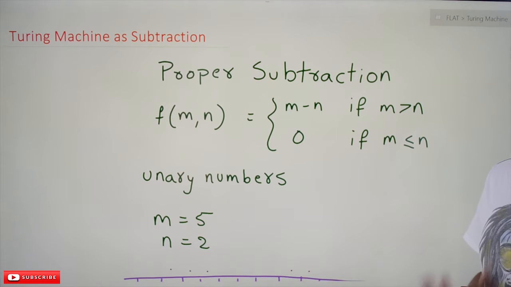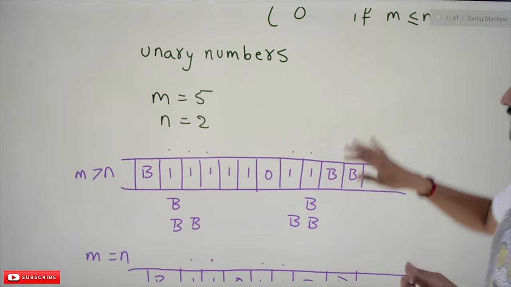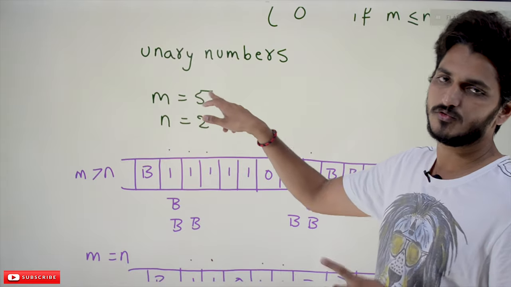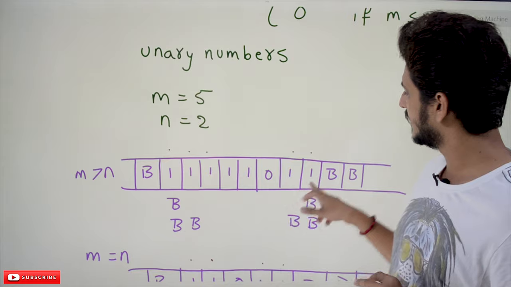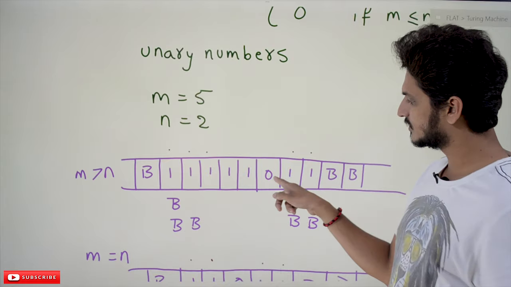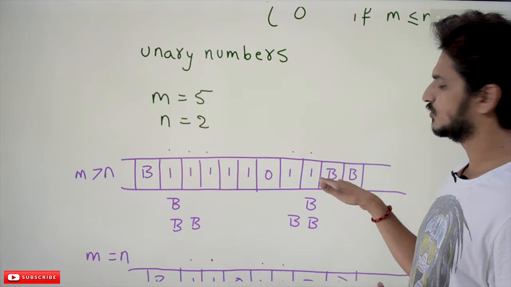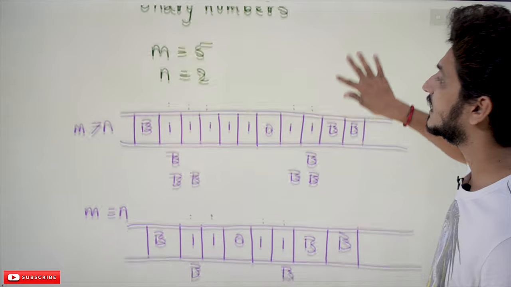We do this in unary numbers. In our last class, we did the addition also in unary numbers. You know what unary numbers mean. M is equal to 5, n is equal to 2. 5 means 5 ones will be there, 2 means 2 ones will be there. In order to separate these two numbers, a 0 is provided in between the 5 ones and 2 ones. So here we have three conditions.